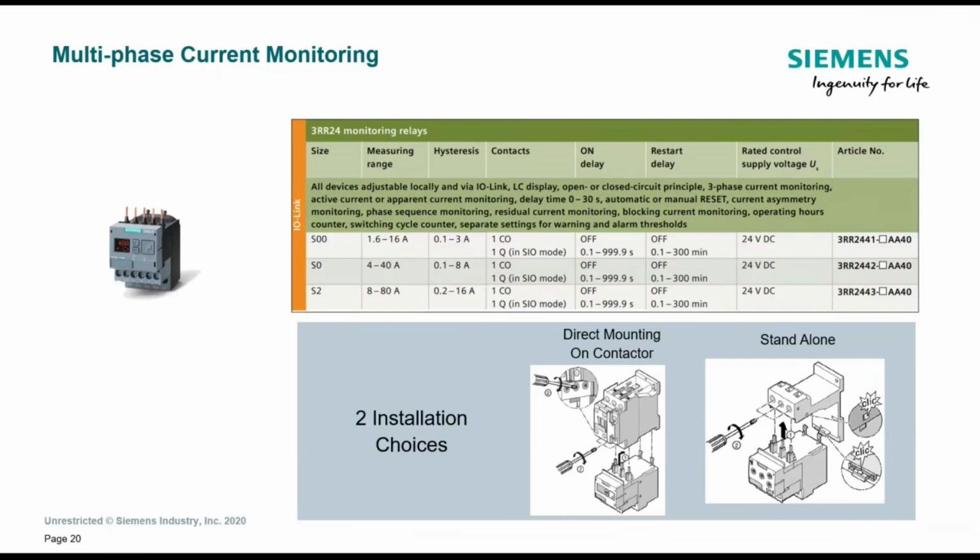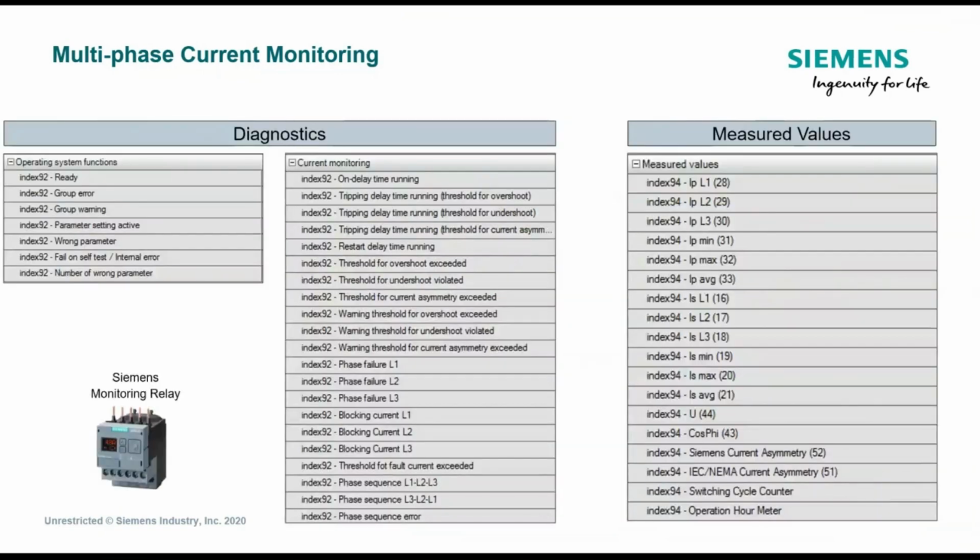heating load applications. And again, from an information standpoint, you can see here there's quite a bit of digital diagnostics available for this device, as well as 18 different analog values that can come in off of this specific monitoring relay. Again, this one is referred to as the 3RR24 series monitoring relay.